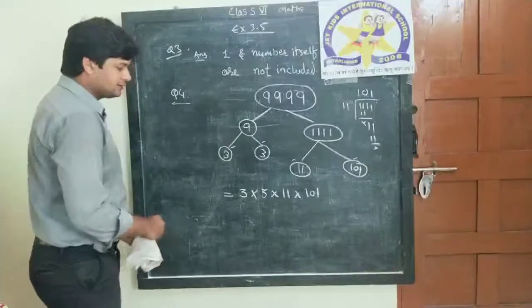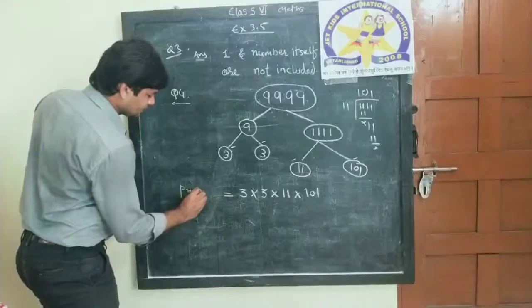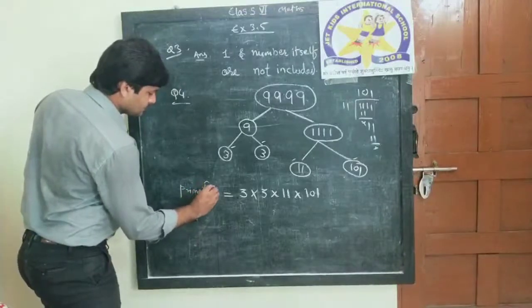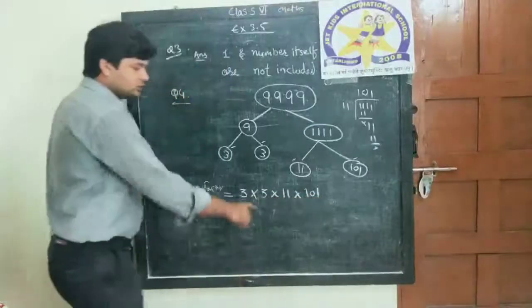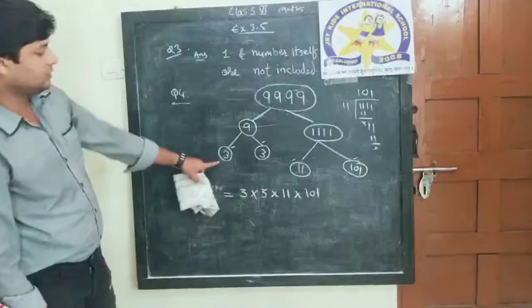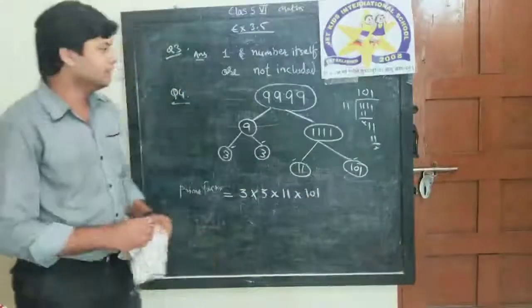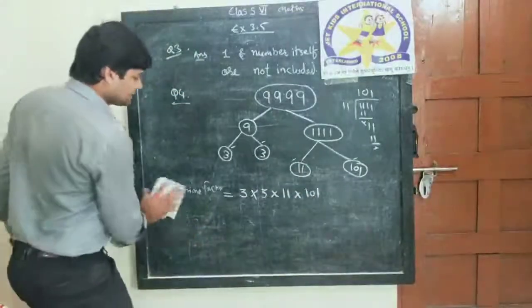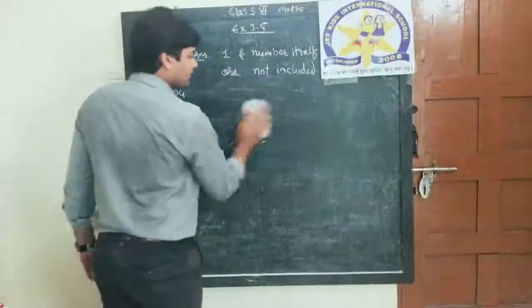This is prime factors, right? All the prime factors 3, 3, 11 should be prime. As we can see here, we cannot factorize 3, 3, 11 and 101. Clear? So this is our question number 4. Next question, let us proceed to our next question. Take a snap.